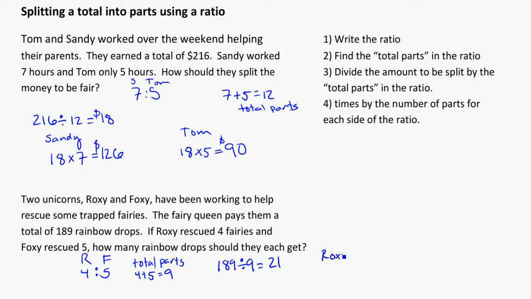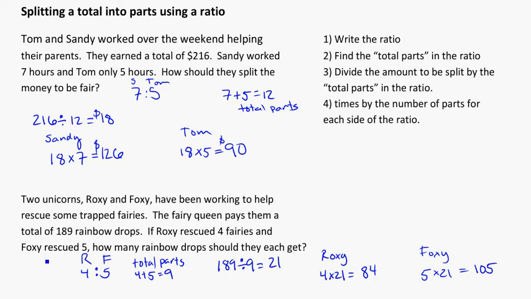And we see that Roxy gets 4 of those, so 4 times 21, and that gives us 48. Sorry, wrong way around. That gives us 84 rainbow drops. And we see that Foxy here is going to get 5 of them, so 5 times 21, and that gets us, in this case, 105 rainbow drops.